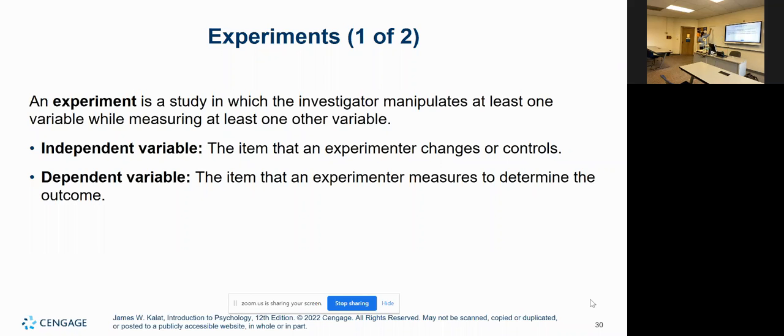So let's say, trying to think of, okay, let's say alcohol leads to impaired driving. If we're doing an experiment, which one of those would be the independent variable? What depends on the other?